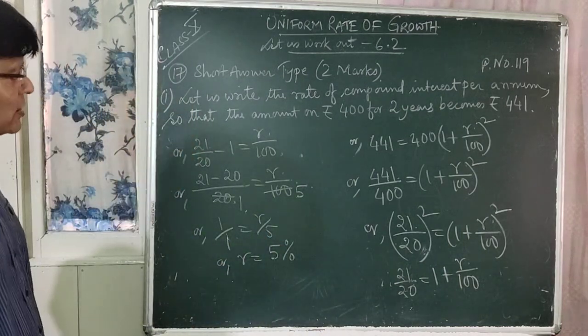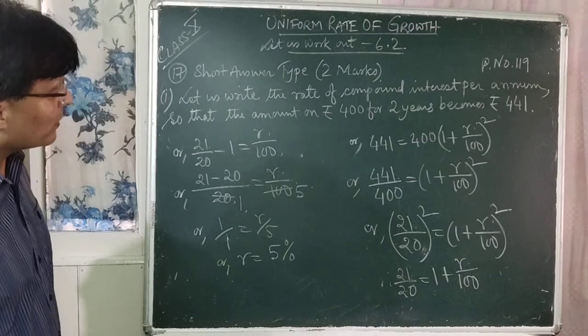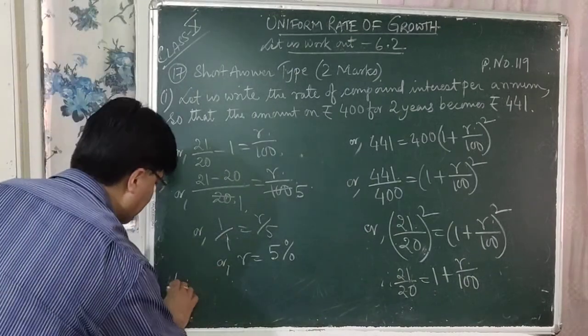So this is the answer. So what is the rate of compound interest per annum? It is 5%. So write down the answer.